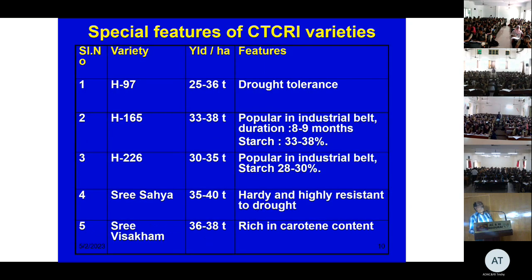Now the important features of the CTCRI varieties. H97 is drought tolerant, whereas H165 is popular in the industrial belt, with a starch content of 33 to 38%. H226 is popular in the industrial belt with a starch content of 28 to 30%. Sree Sakhya is a high yielding variety, 35 to 40 tons, hardy and highly resistant to drought conditions. Sree Visakham is rich in carotene content, with a yield potential of 36 to 38 tons per hectare.